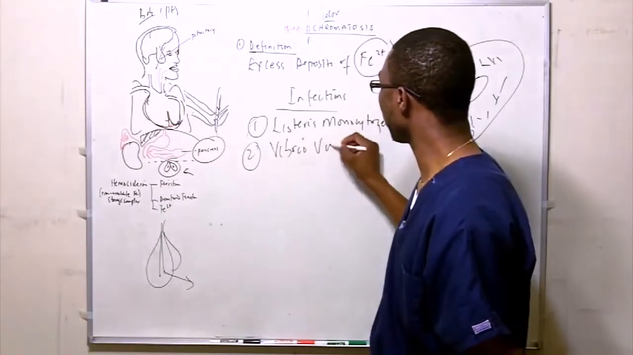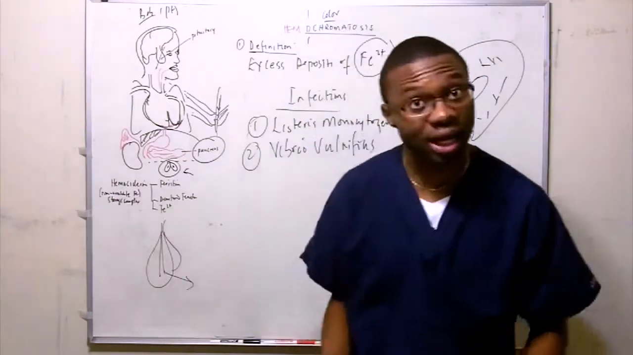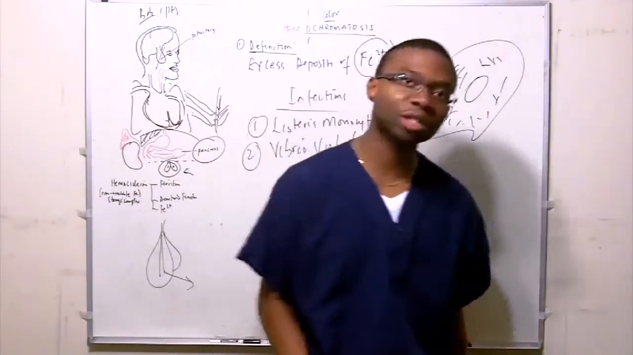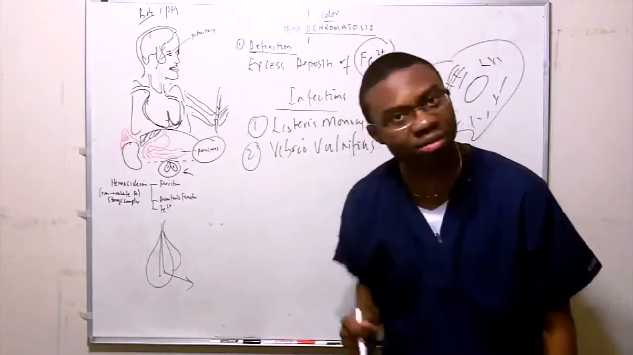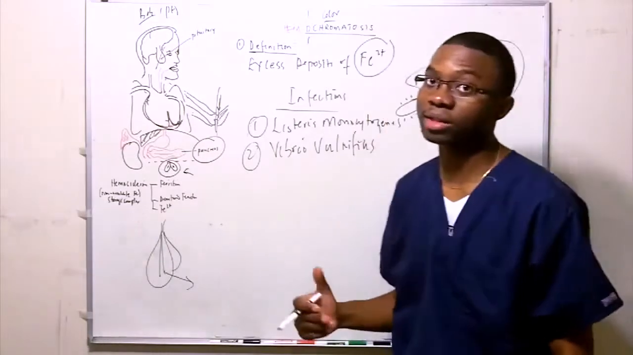Vibrio vulnificus is another iron-loving bacteria. They love to eat iron. They're going to be flourishing and having a good time at the party. But the problem is you're not going to be able to fight them off. Right? That's a problem. You're going to be having a lot of diarrhea with that.